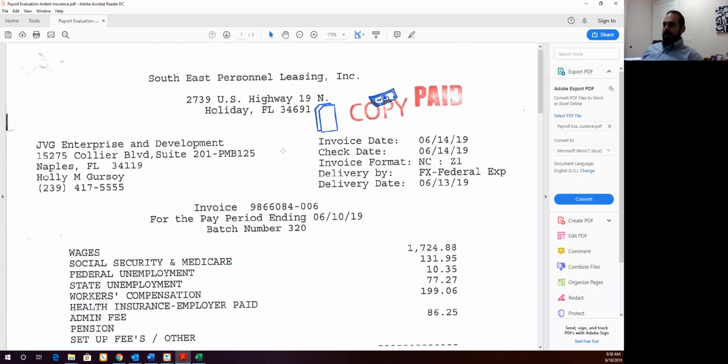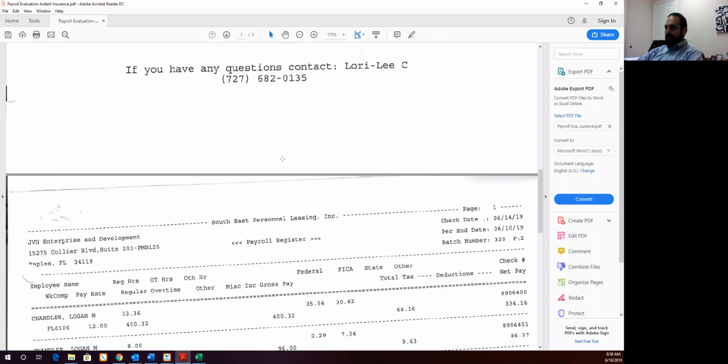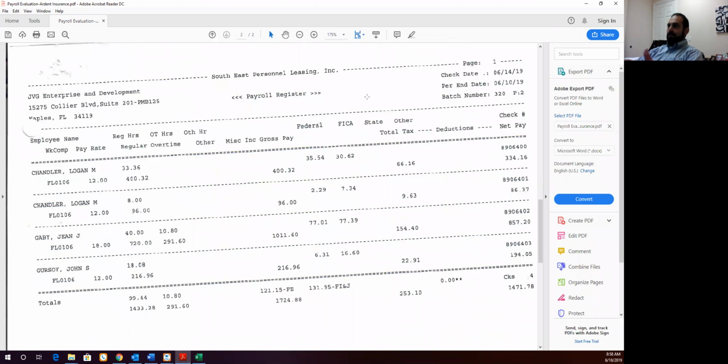This is a copy from Southeast. Southeast is a massive PEO where they own their own insurance company and do a lot of things. They're difficult to work with from what I understand, but a lot of times they've got some unique fees that they'll show their clients one thing, but at the end of the day, they'll be spending a lot more money. So you're going to need the payroll invoice, which looks like this, and then a copy of the payroll register.